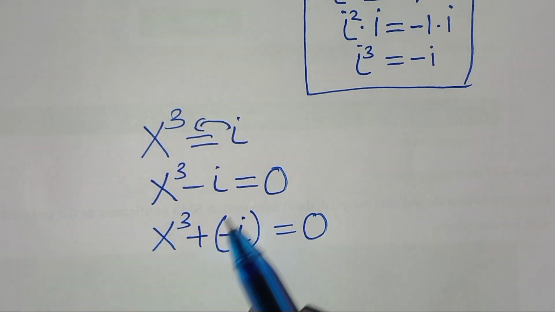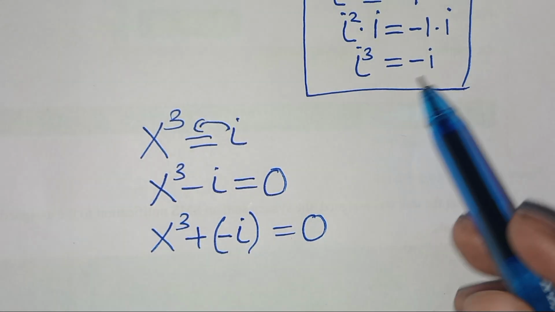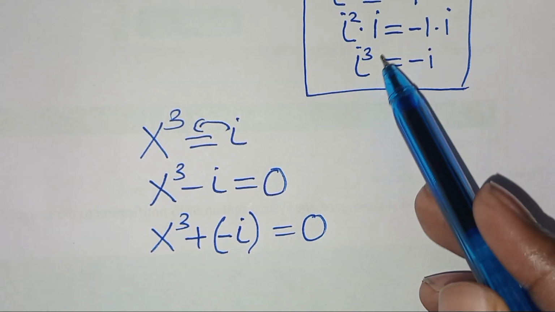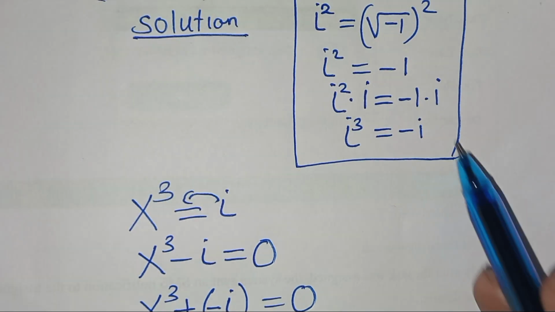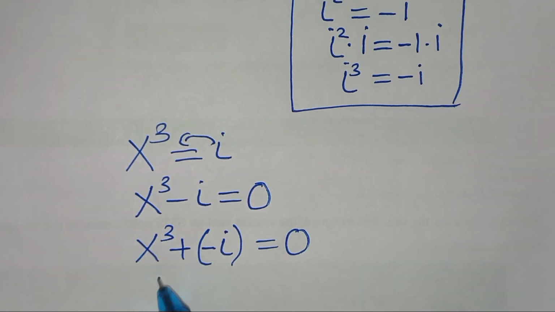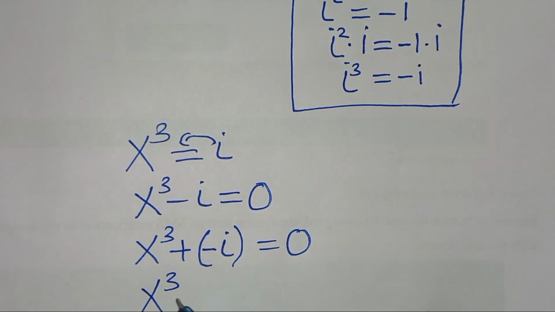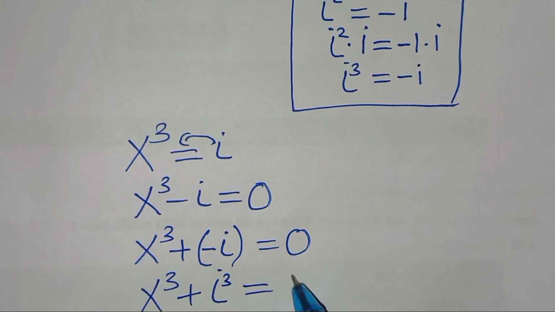Now from what we have here, we have that minus i is the same as i to power 3. Minus i is the same thing as i to power 3. So let's substitute this. So this is x to power 3 plus i to power 3. This is equal to 0.